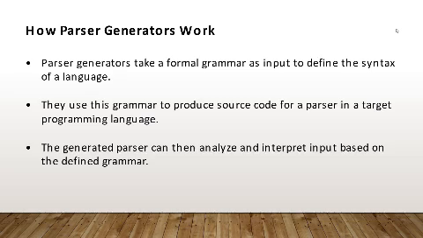How do popular parser generators work? Parser generators use a formal grammar as an input to define a language's syntax rules. Based on this grammar, they generate source code for parsers in target languages like C++ or Java. The resulting parser can then analyze and interpret input code or text by following the defined grammar structure.